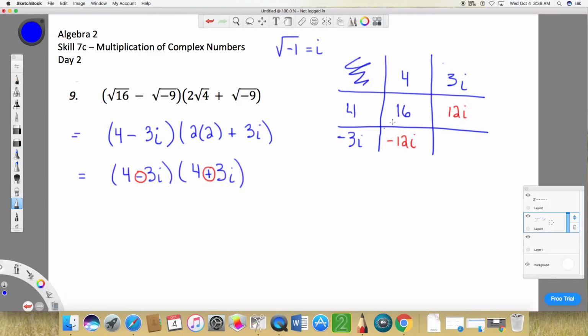So negative 3i times a positive 3i is negative 9i squared, which is just 9. So we have 16 plus 9 is 25. And that's our final answer. Some people, I guess, could write 25 plus 0i, but there's no need. We can just write it as 25.